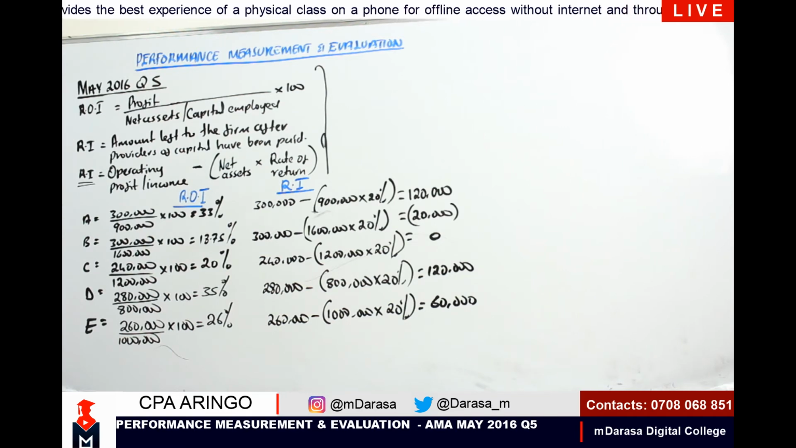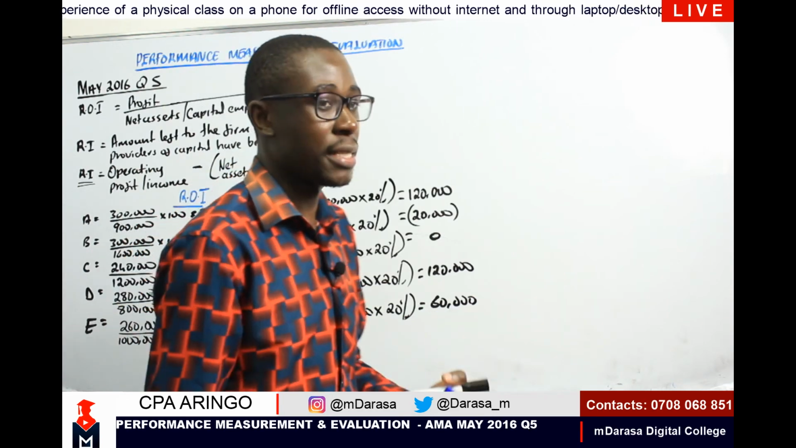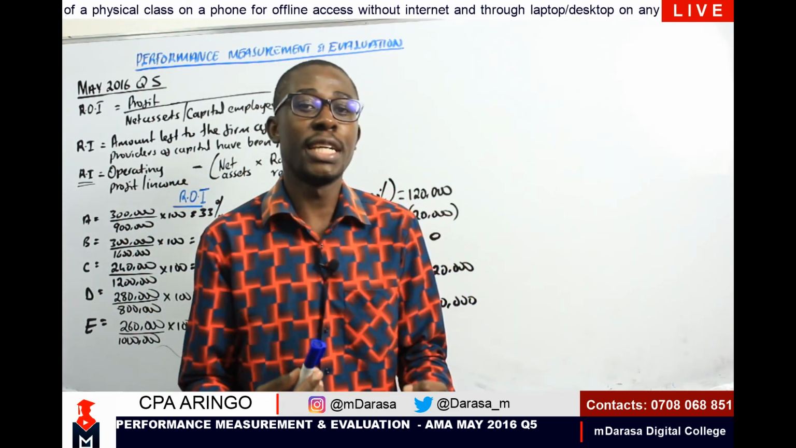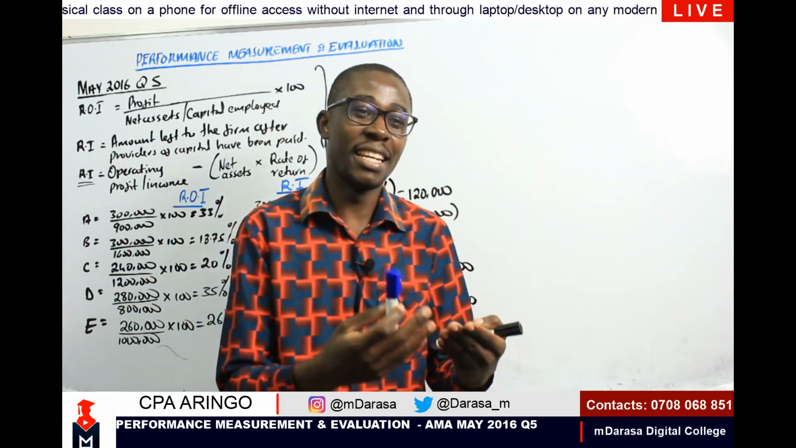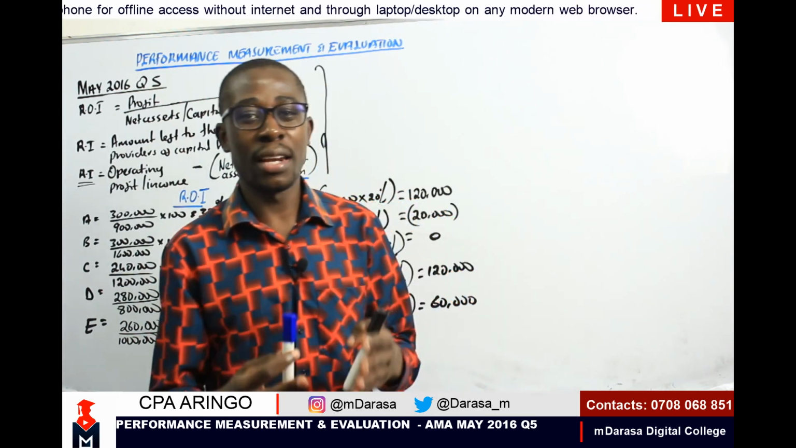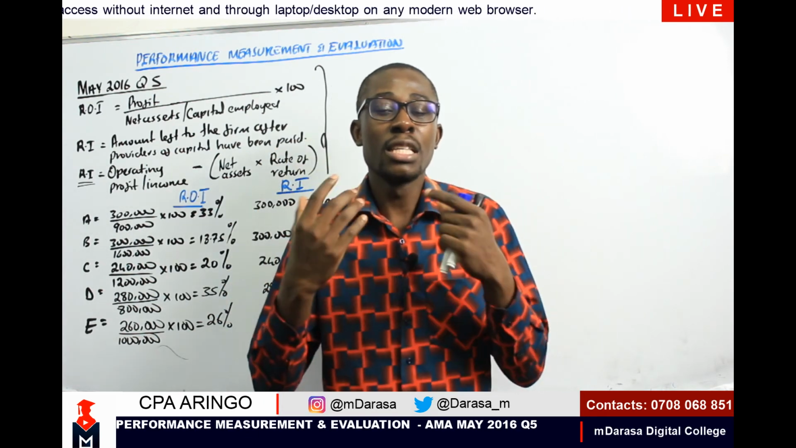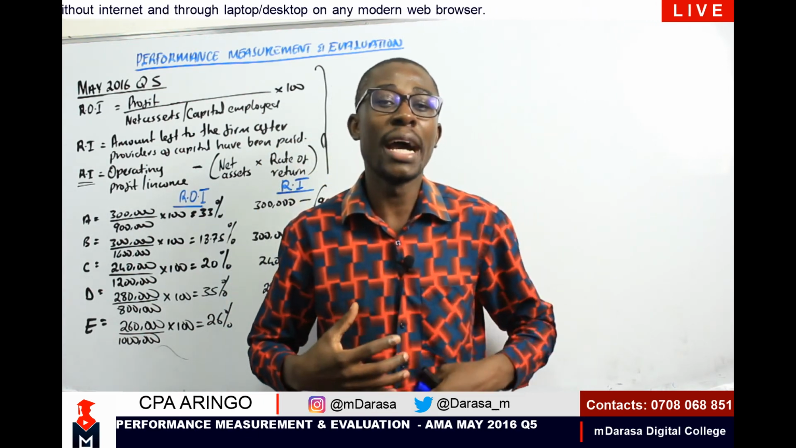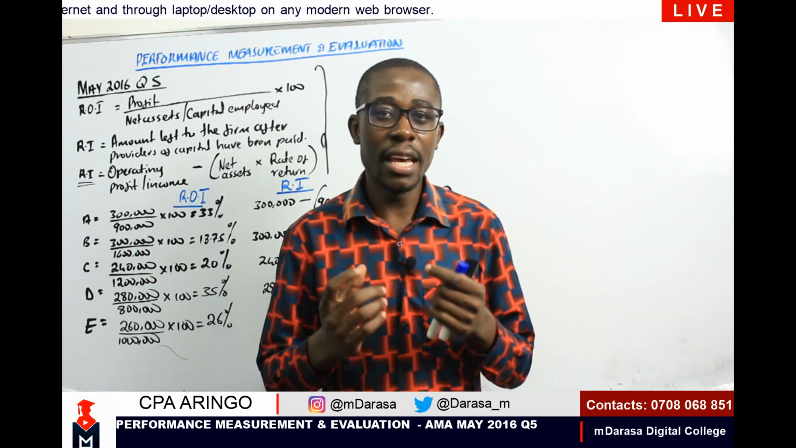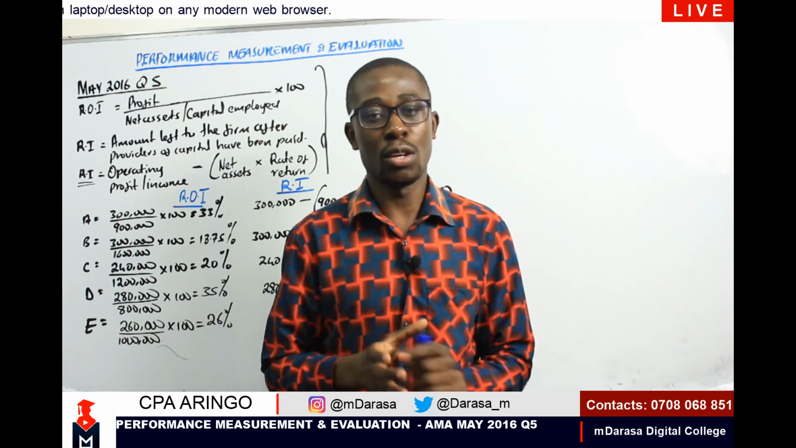For part 2 of the question, the examiner is asking us to advise this company on the project that they should invest in based on profitability. So the moment I'm given that, the first thing that should click at the back of our mind is for us, first of all, to identify the return on investment for the company as a whole.